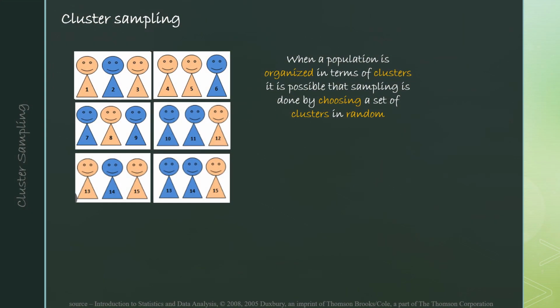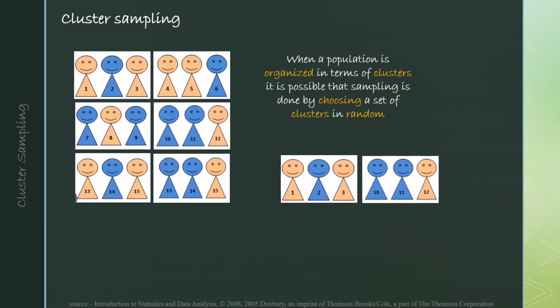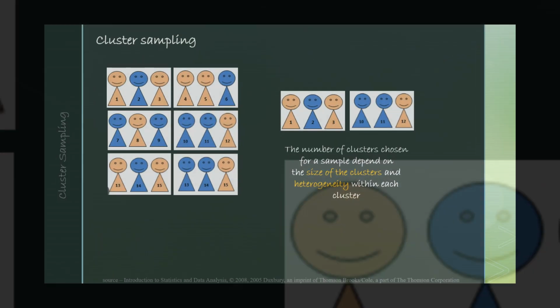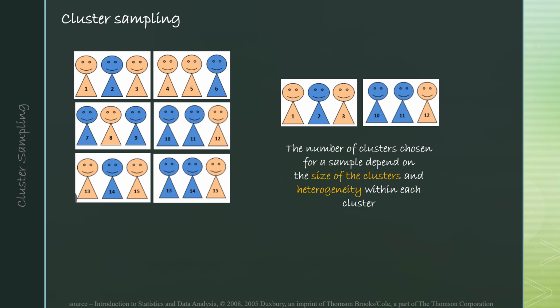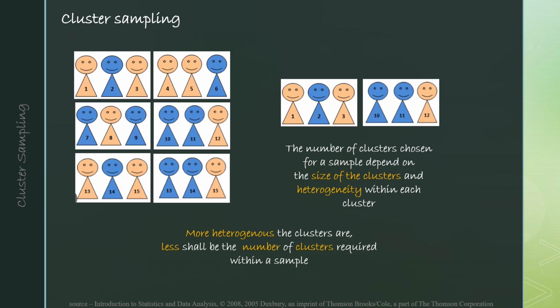Cluster sampling. When a population is organized in terms of clusters, it is possible that sampling is done by choosing a set of clusters at random. Sampling thus done is called cluster sampling. The number of clusters chosen for a sample depends on the size of the clusters and heterogeneity within each cluster. The more heterogeneous the clusters are, the fewer clusters are required within a sample.